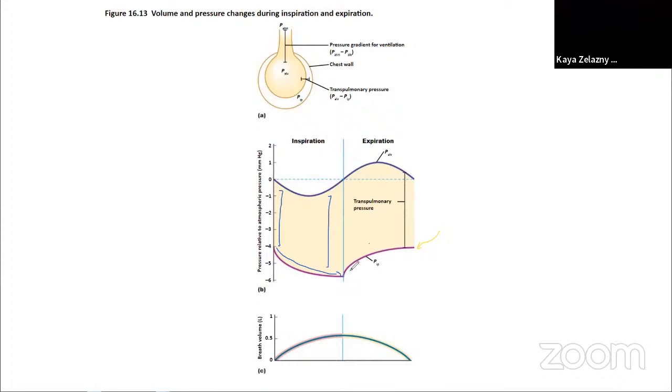And as we expire, that pull on the lungs is decreasing because the pressure in the intrapleural space is going up. Basically meaning we no longer have this pull on the alveoli from outside, and they're therefore able to recoil back to their original size.